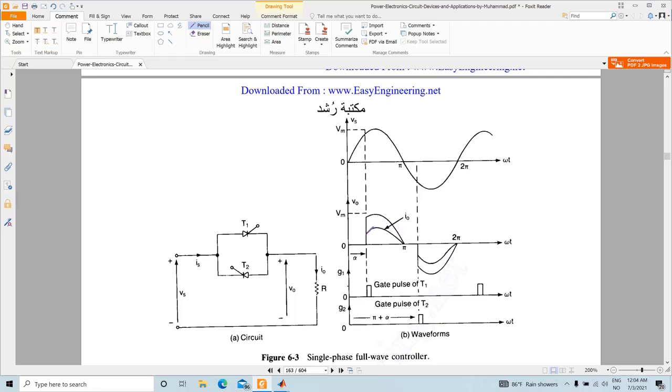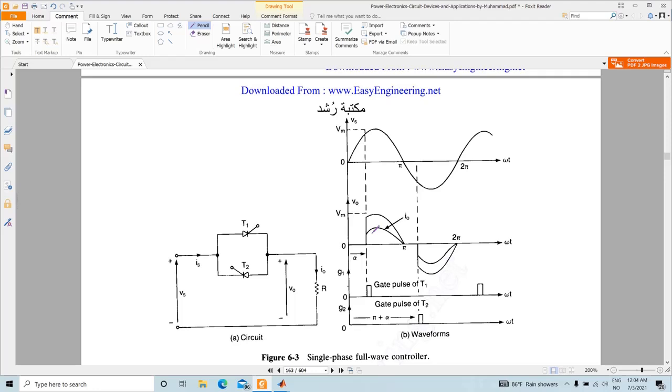So the first half cycle will be like this, that after alpha the current will start conducting here, and if you notice here, then you can see that this rise of the current is very fast. That means if you do the Fourier analysis here, then you will find higher harmonic contents in this particular current compared to on-off control. This will have higher harmonic contents.